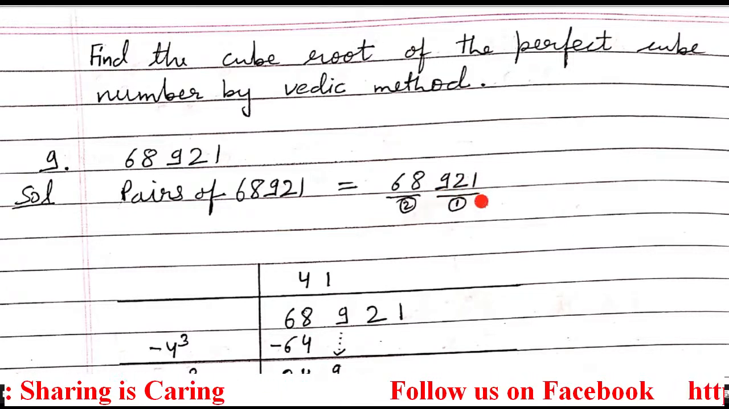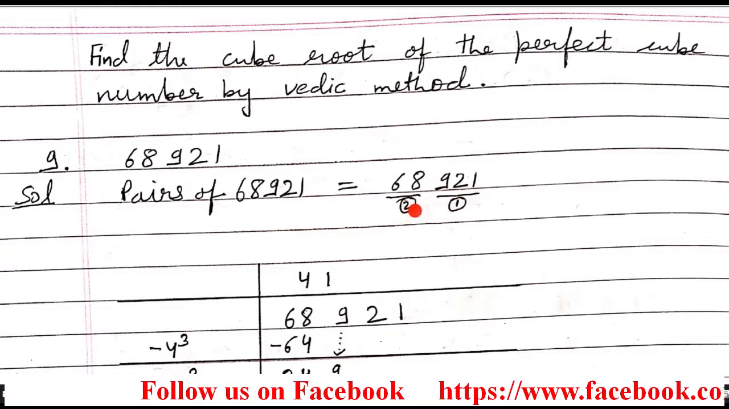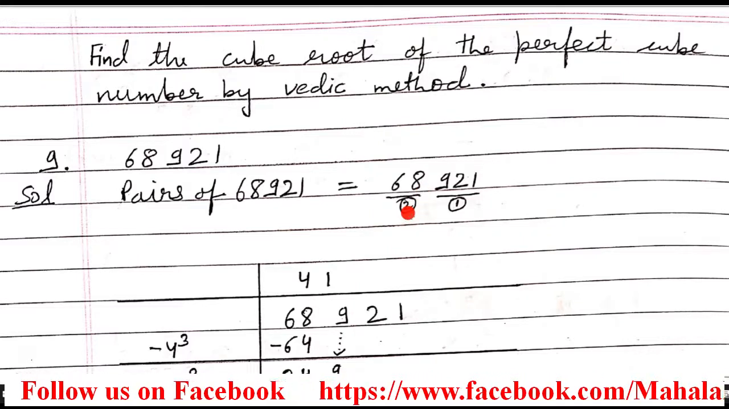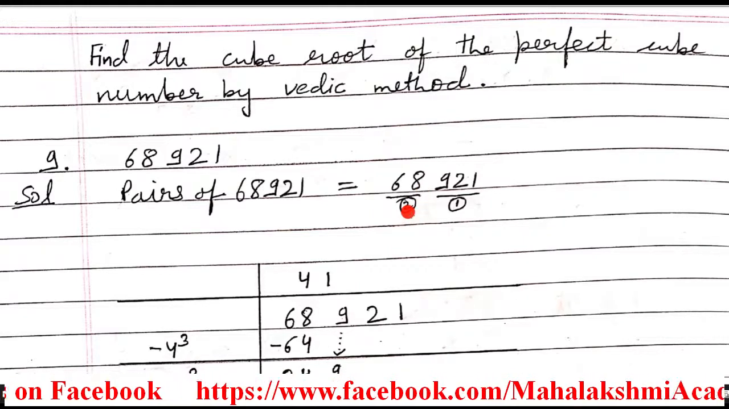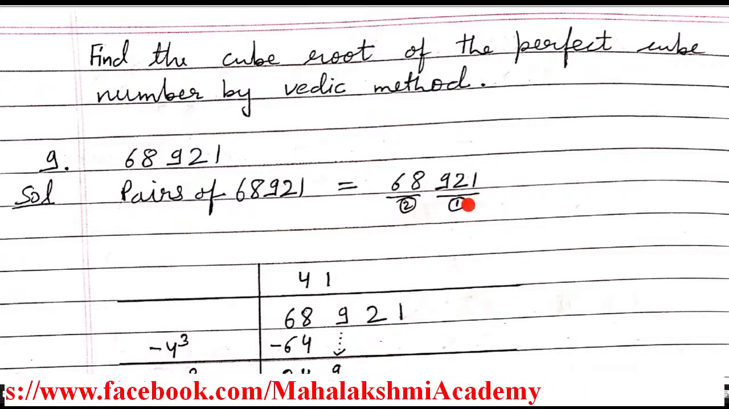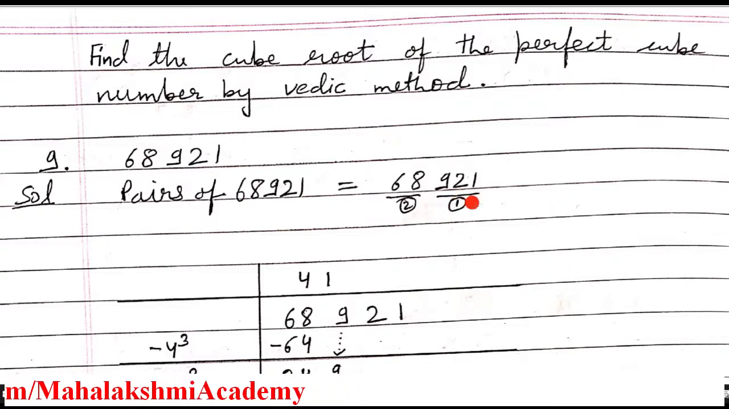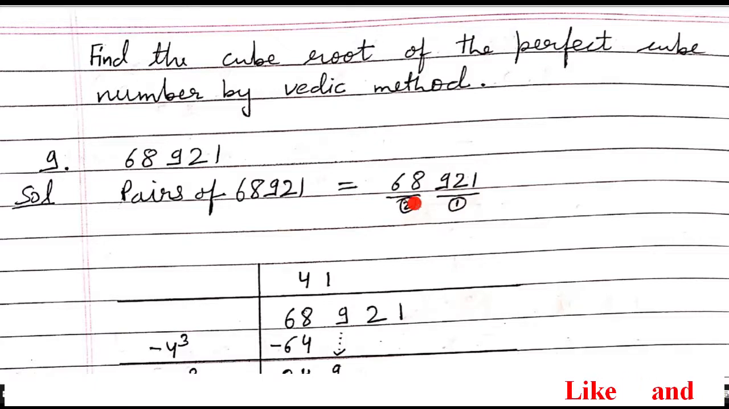So 921 will come in the first pair, and remaining only 2 digits are there. So the remaining 2 digits are going to be the second pair. Means when we form pairs from the units place, we form pairs of 3 numbers. 921 came in one pair with 3 numbers, but for the second pair we need 3 numbers and we have only 2, so 68 is going to be the second pair.